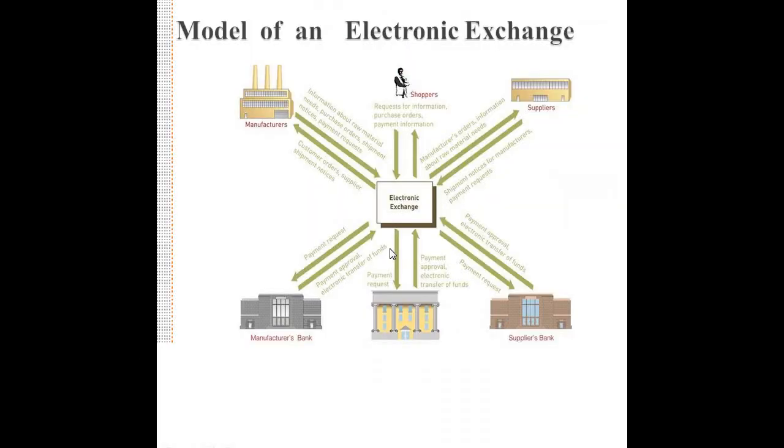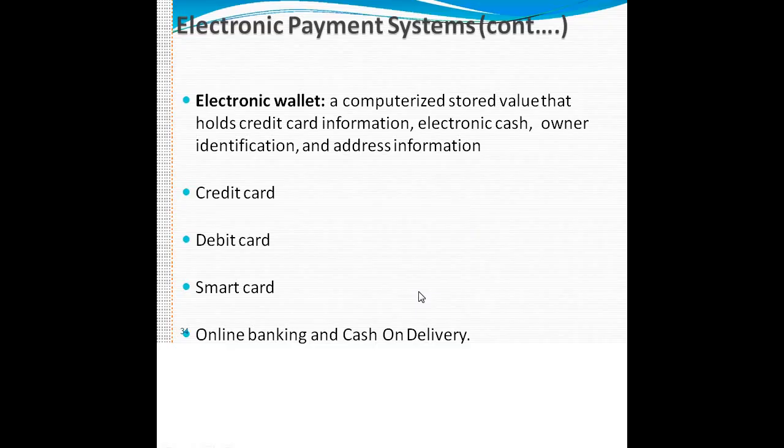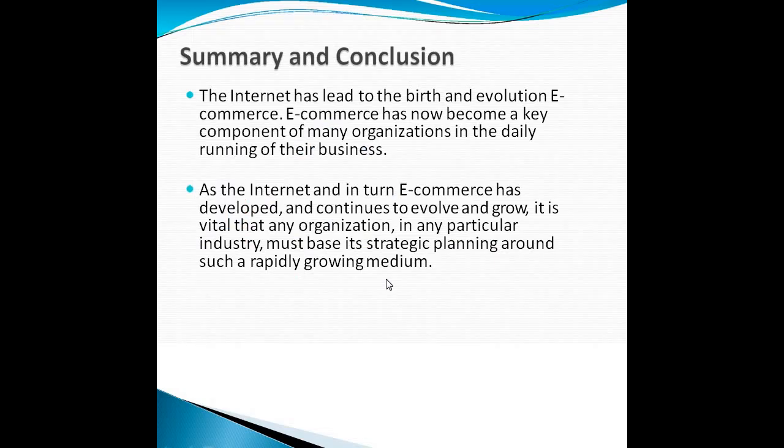Then the models of exchanging electronic goods and services between manufacturers, suppliers, banks, and manufacturing banks, how they are correlated with their electronic exchange. Now, we learned about electronic wallets, how they are useful for credit, debit, smart cards, online banking, and cash on delivery, and some services offered. Now let's come to the summary and conclusions.